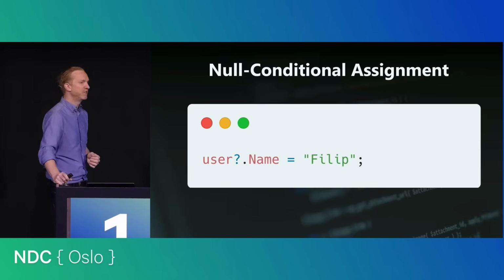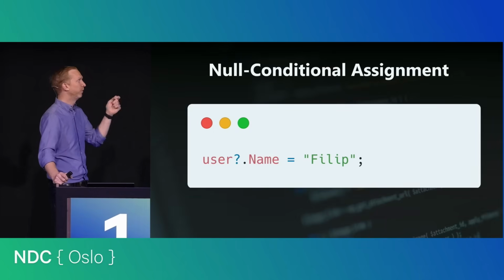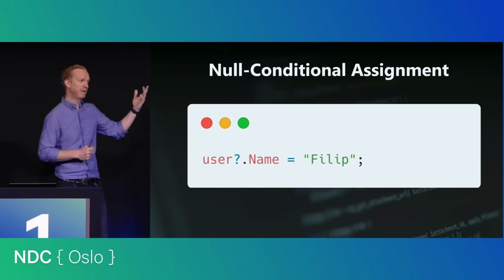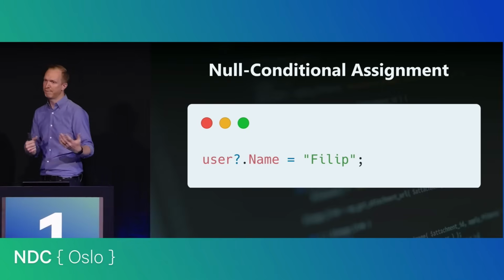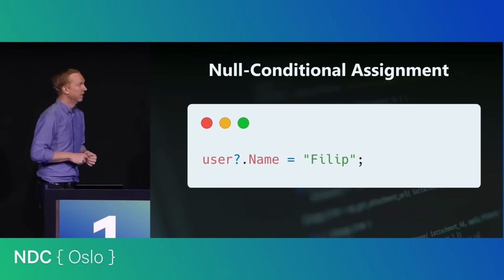The null conditional assignment will now first perform the null check before it sets the name to Filip. So instead of wrapping this in an if block, we can now very easily write this piece of code instead.